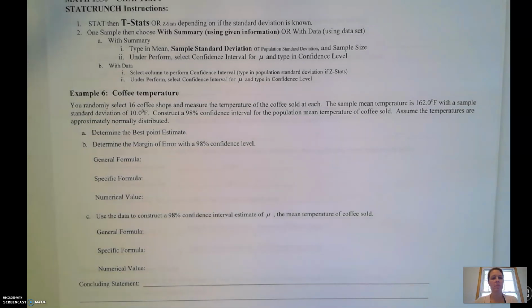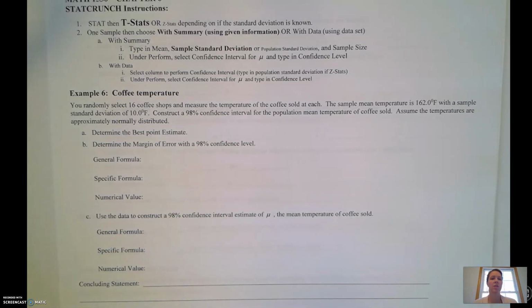Welcome to the example about coffee temperatures with confidence intervals for a mean. In this problem, it says you randomly select 16 coffee shops and measure the temperature of the coffee sold at each. The sample mean temperature is 162 degrees Fahrenheit with a sample standard deviation of 10. Construct a 98% confidence interval for the population mean temperature of coffee sold. Assume the temperatures are normally distributed.